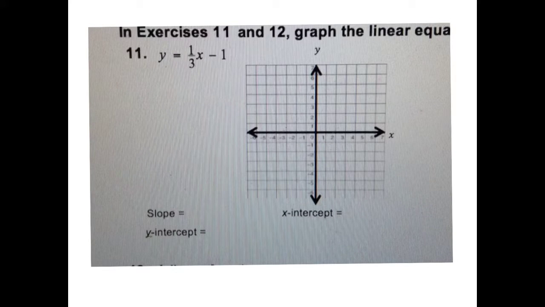Alright, this one asks us to graph it. We first identify the slope and the y-intercept, so mx plus b, and you can see that this one is in the right form, so there's my slope, 1/3, which means up 1 to the right 3, and here's my y-intercept, negative 1, and that's 0, negative 1. I do not know my x-intercept yet. I'm going to have to do some work to get that.